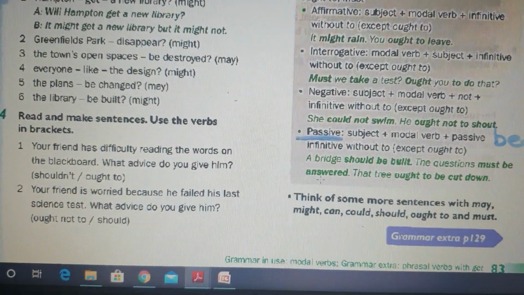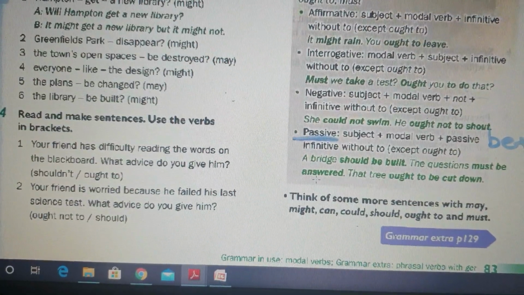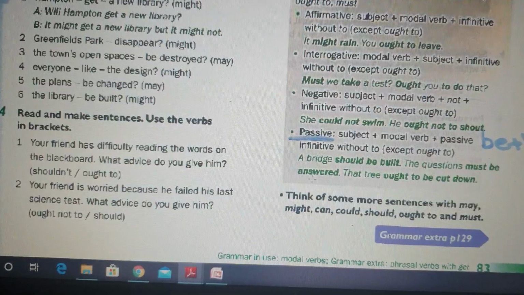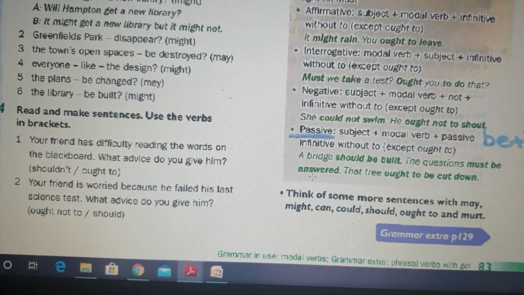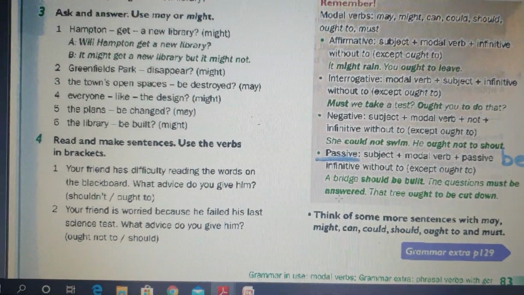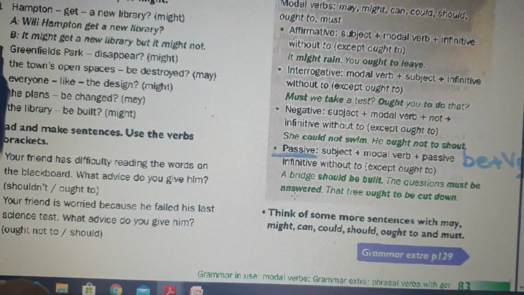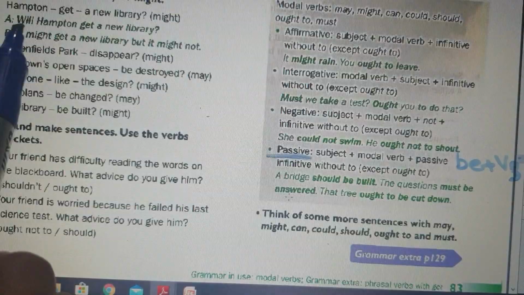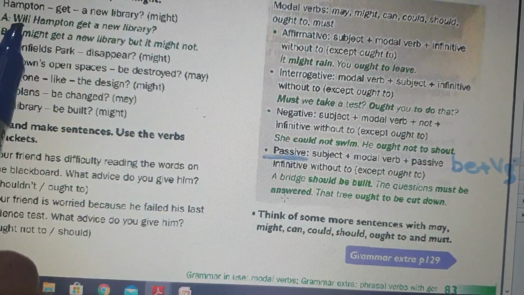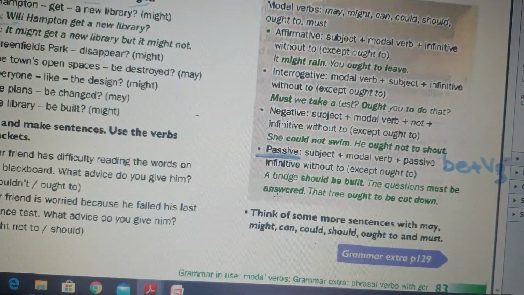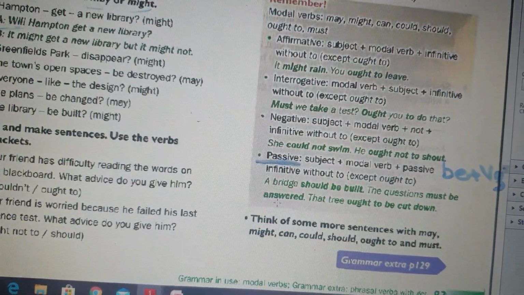In activity number 3, he wants us to make questions and answers. Use may or might for the answers. We will do 1 or 2 as an example. Number 1 is already done. The question will be, we will be using will, and in the questions we will use may or might. Okay. Number 2, we will use might.